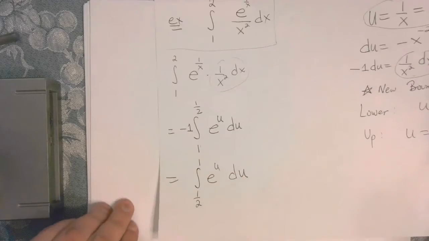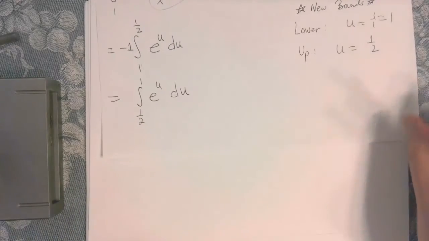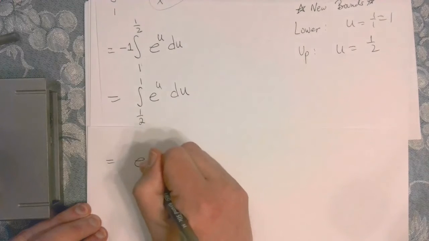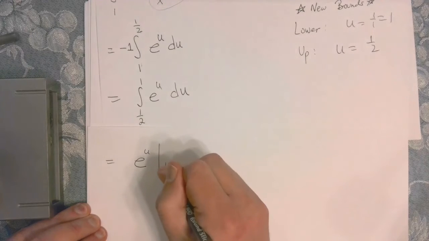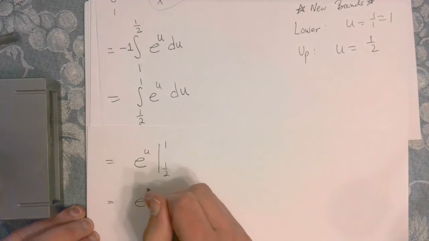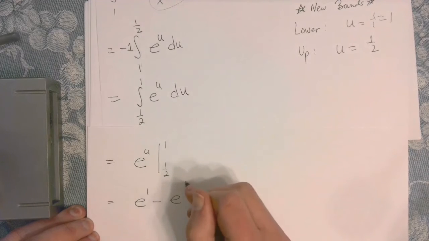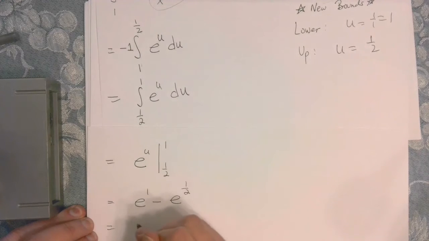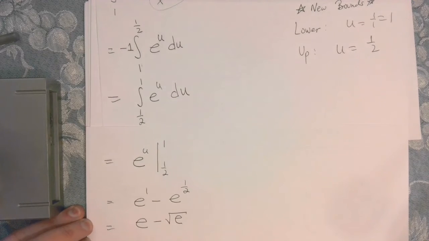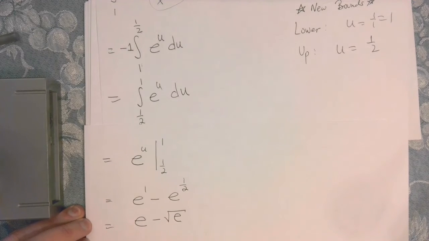Okay, so this doesn't seem so bad, right? So we know the antiderivative of e to the u is itself. So let's see here, that's exactly e to the u. We're going to evaluate from 1/2 to 1. And so that gives me e to the 1 minus e to the 1/2. But that's exactly e minus the square root of e. And that's the exact value of our definite integral.